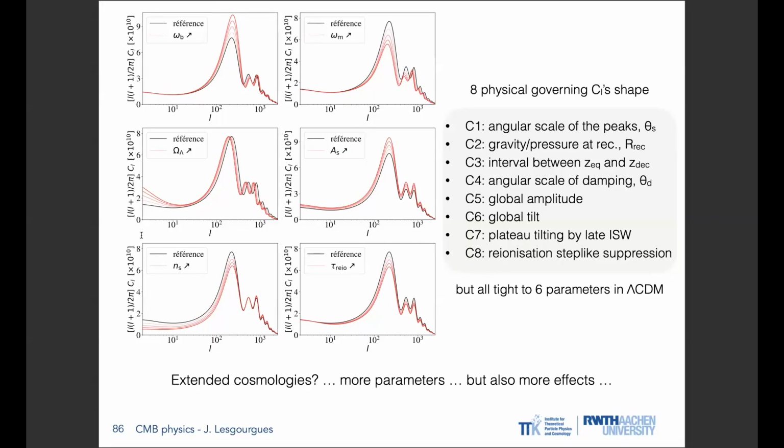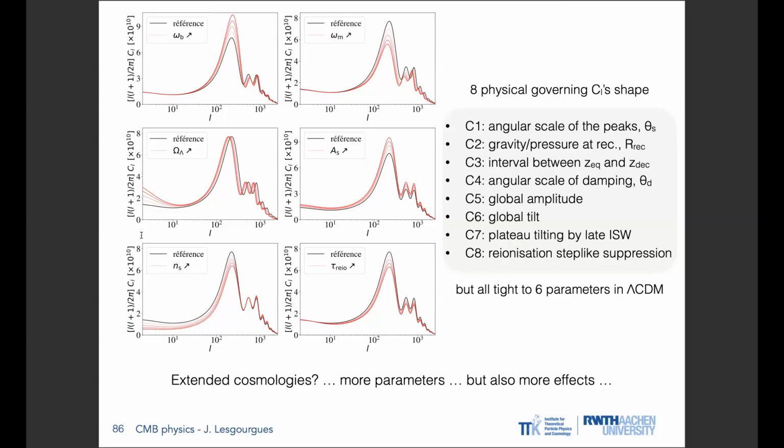So 8 effects. But of course, these 8 effects in the lambda CDM model are not independent because they are controlled by 6 parameters. That's not a problem. It's very nice. The fact that you have more effects than parameters means precisely that with a single measurement, you can measure all the parameters. Now, you could wonder if this nice statement, that with a single measurement you measure all your parameters, would hold in extended cosmologies.